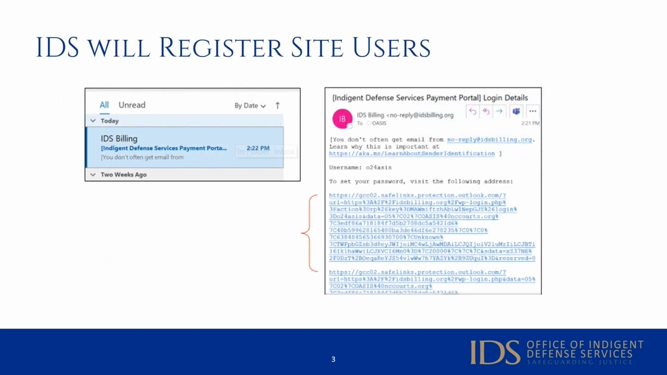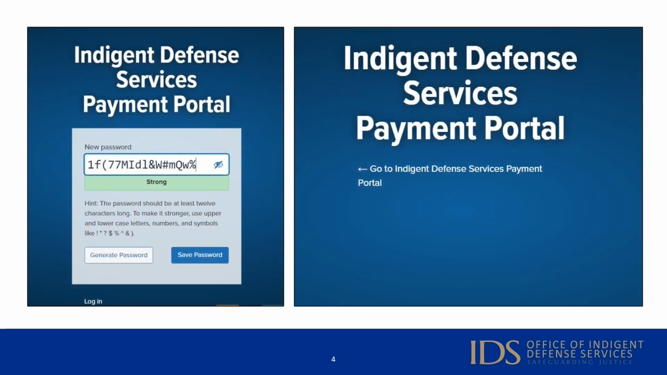OASIS accounts are set up only by IDS. Users may not self-register. When IDS sets up your account, you will receive a username and temporary password from noreply@idsbilling.org via email. Click the link provided to set your password. Choose your own password or click Generate Password if you prefer the system to randomly generate one for you. Then you will receive an email auto-reply once you have saved your new password. From then on, you have an established OASIS user account.